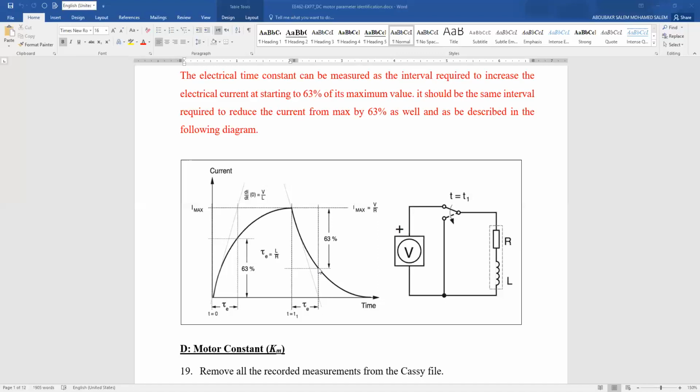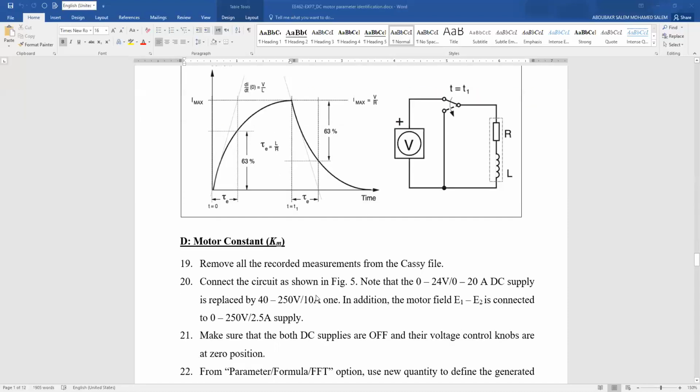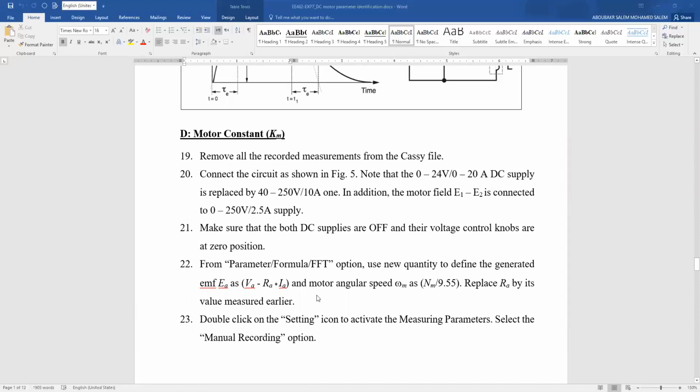37% of the current, and this will give you the time from the instant of disconnection to the instant of that time, and this will be the interval tau E. So this is the electrical time constant test. After that, we will make the motor constant test.